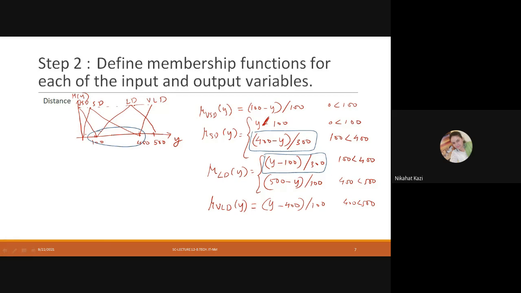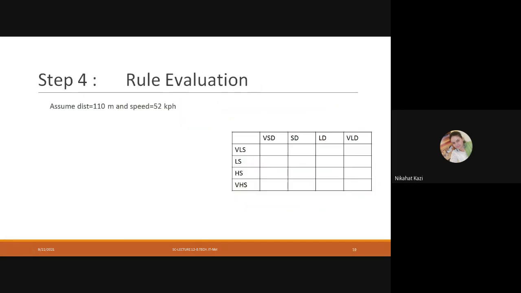I'll write the functions for you. It is corresponding to short distance. I assume this is y, this is x, whatever. The short distance function I'm writing here is 400 minus y divided by 300. And the other is long distance. Long distance was y minus 100 divided by 300.